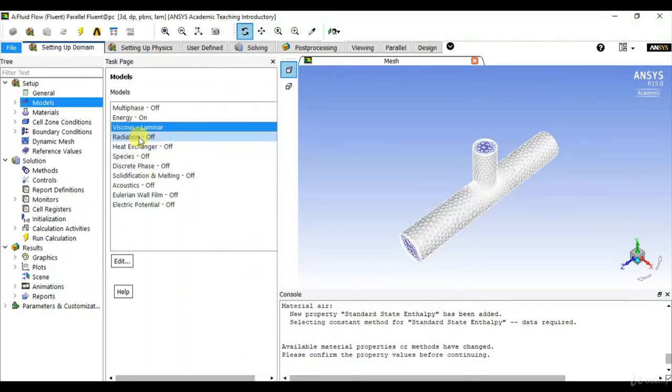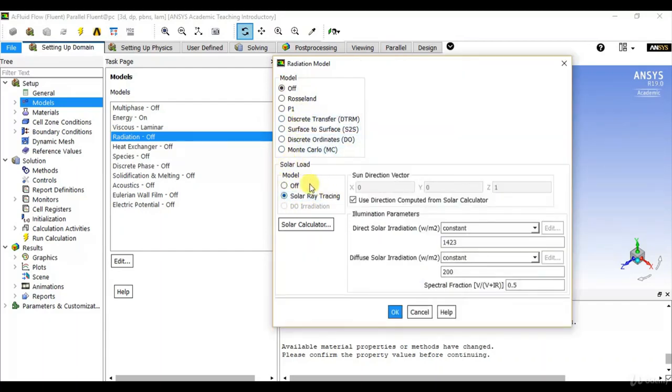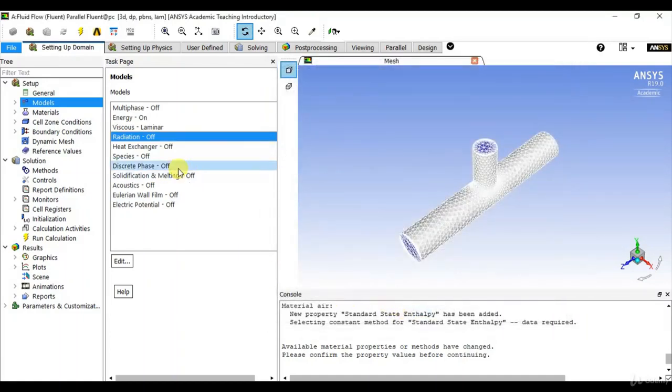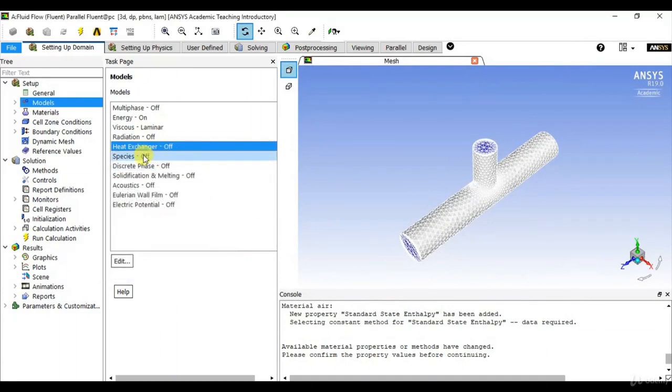If you want to add radiation, you can activate this panel. If there is sun, you can activate this. This parameter will come automatically, and you can add heat exchanger and other options.